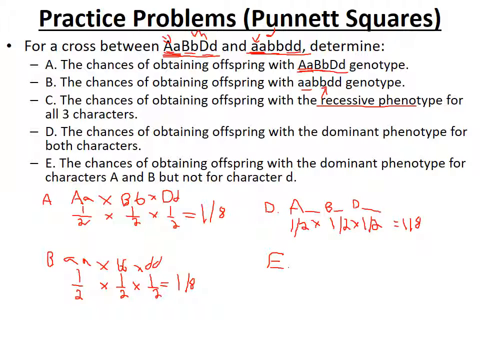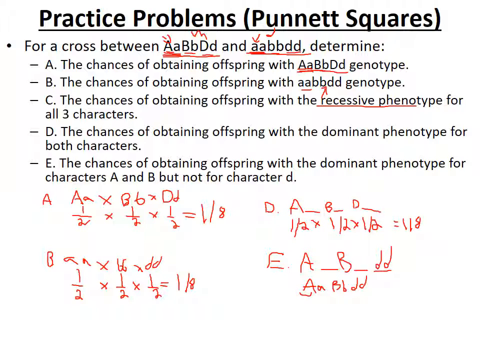What are the chances of obtaining an offspring with the dominant phenotype for characters A and B, but not for D? So basically we can get A underscore B underscore and then little d. So what are the chances that you get the dominant phenotype for A and B, but not for D? That means we have little d here. So let's take a look. We want to know, how do we get the big A? Essentially, for this cross, what this really means is big A, big B, little d.